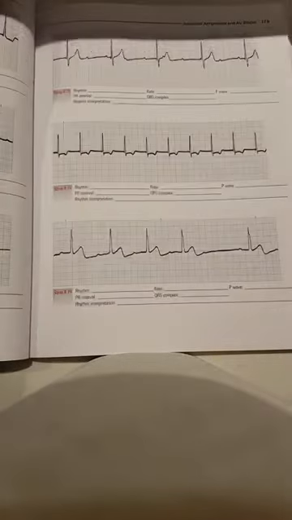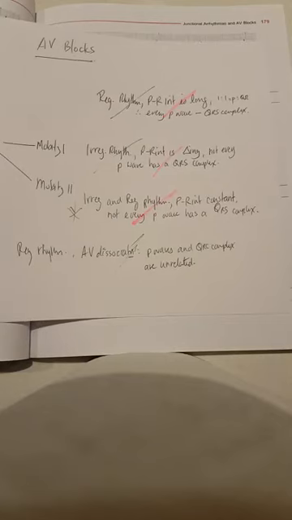So if you like it, use it. If you don't like it, it's confusing. You can go back and read the chapter and kind of sort it out in your head about the differences between the four types of AV blocks. Okay? Thanks very much.